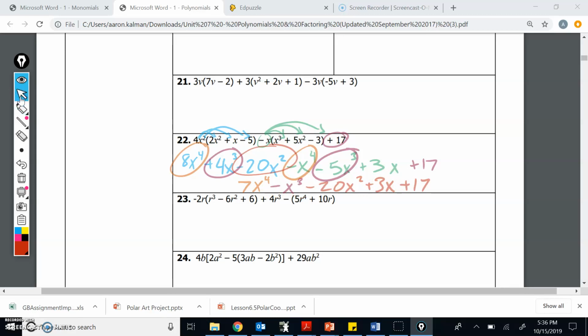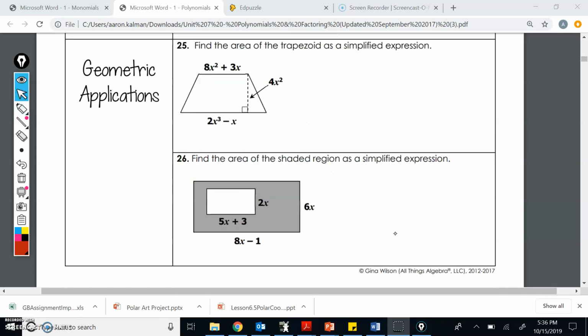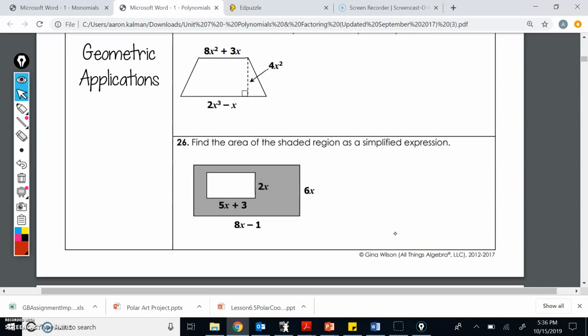Let's go on to the next page. The bottom of this page, the same page actually, let's do number 26, finding the area of the shaded region. So to find the area of a shaded region, what you've got to do is find the area of the whole thing, and then you're going to subtract the area of the unshaded.